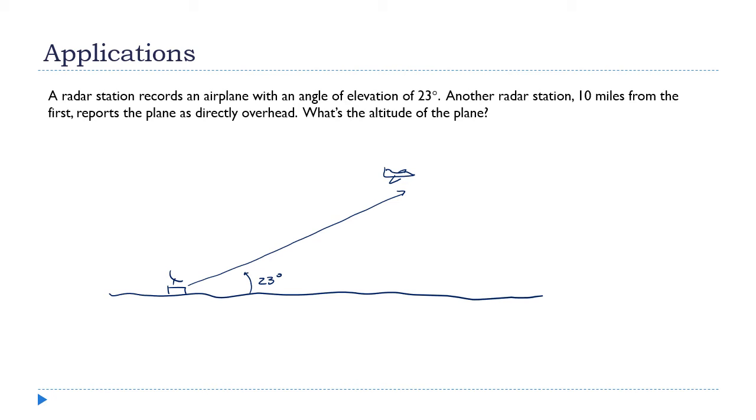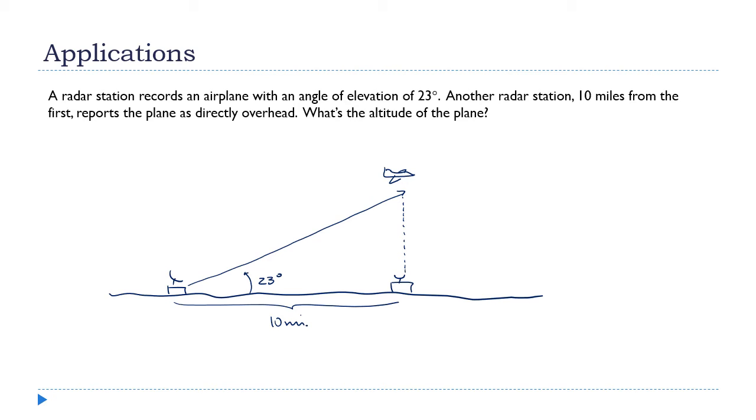And I know there's another radar station 10 miles from the first that reports the plane directly overhead. So I have another station here, and it's directly overhead of this one. So what I want to know is, what's the altitude of the plane? Let me fill in that distance here. This distance is 10 miles.